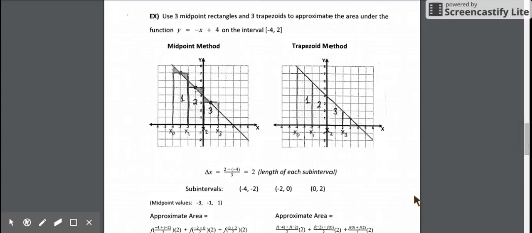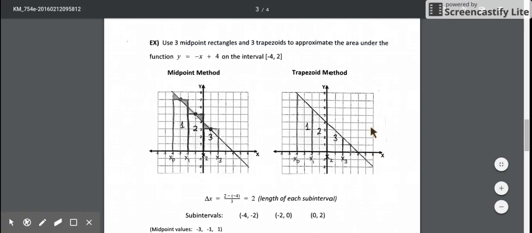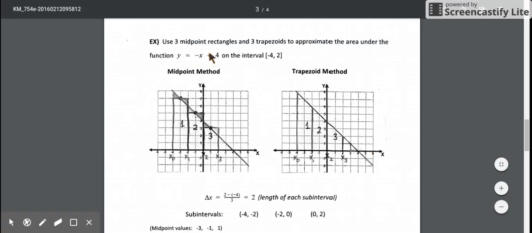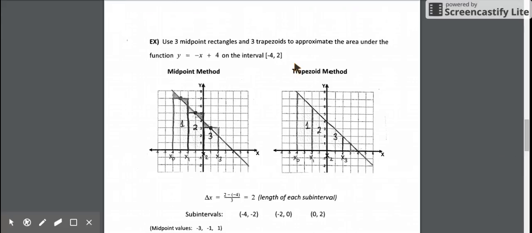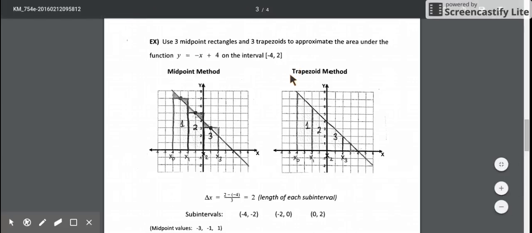All right, so continuing from that point that we left off in the last video, we're going to now analyze the same function and try and approximate the area underneath it using trapezoids. So if we're able to sketch that same function and this time draw 3 trapezoids that are on this interval in between -4 and 2, we can actually see that the trapezoids are going to line up perfectly with this linear function, and the area underneath it is going to be the exact area.